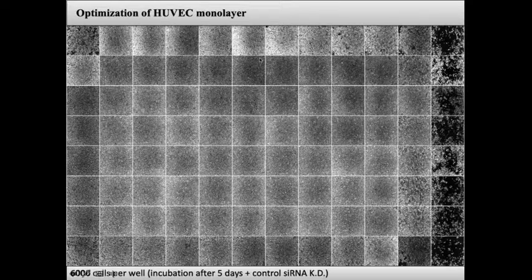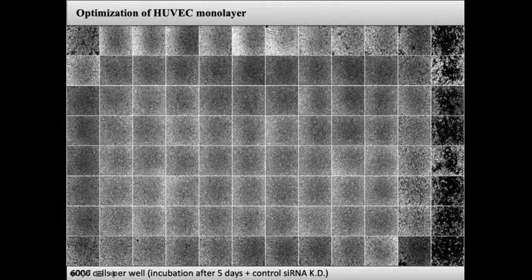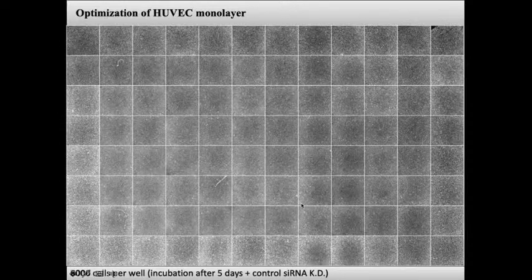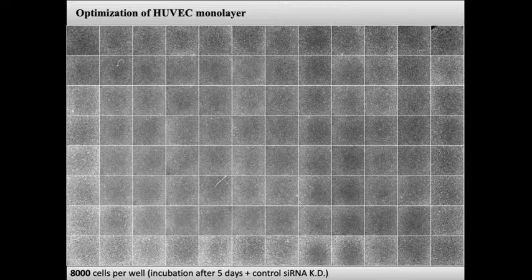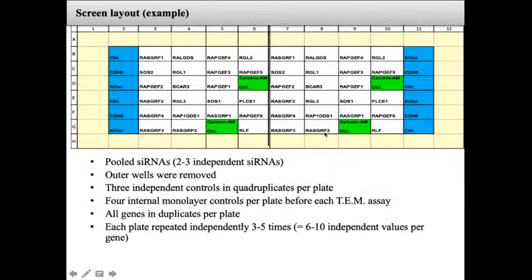So this is how your HUVEC cells look in the 96 well plate. All the outside membrane is being distorted, mainly the inside cells were fine. So we optimized them. Earlier there were 6,000 cells per well, then we put 8,000, and it looks fine, better. And we just took these inside cells in order to work. Then we created a map of which siRNAs had to be there. We did it in duplicates with controls on the left and right.